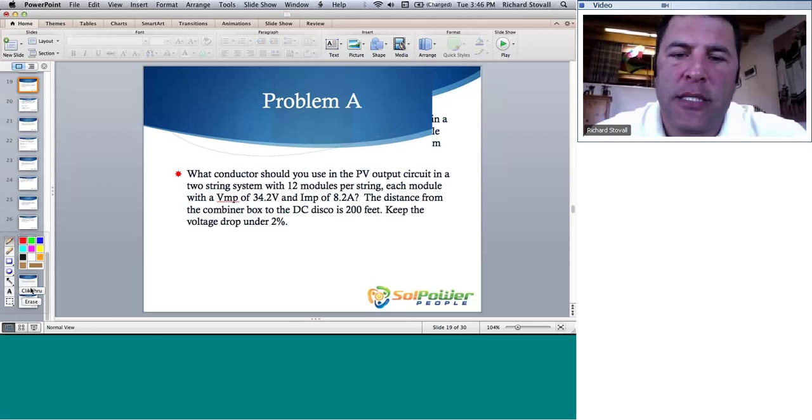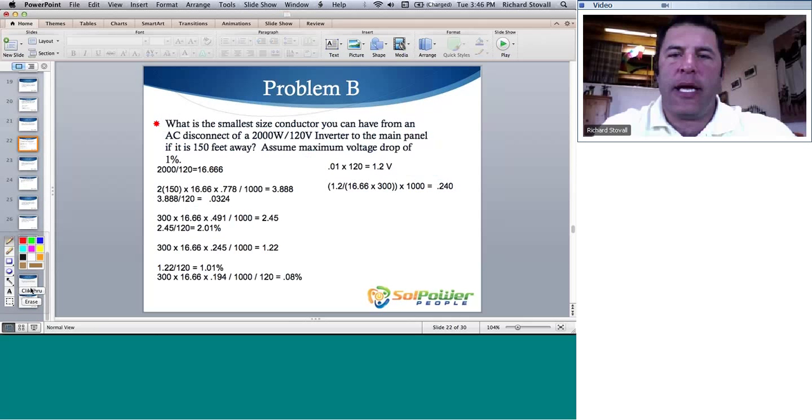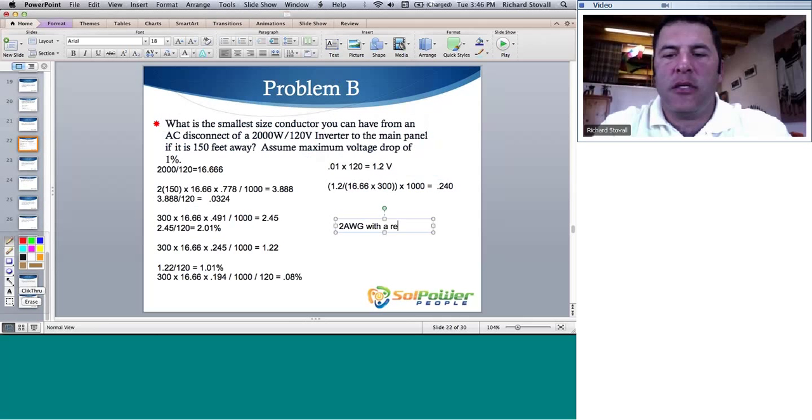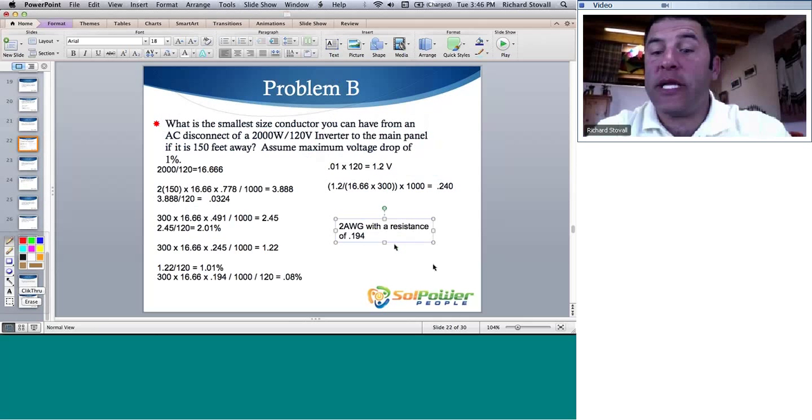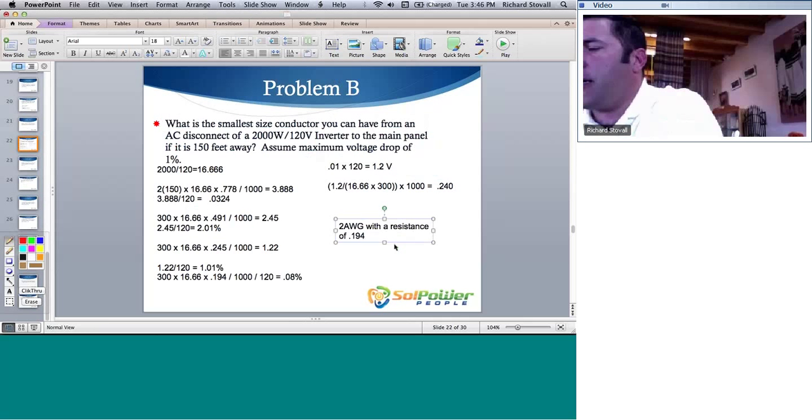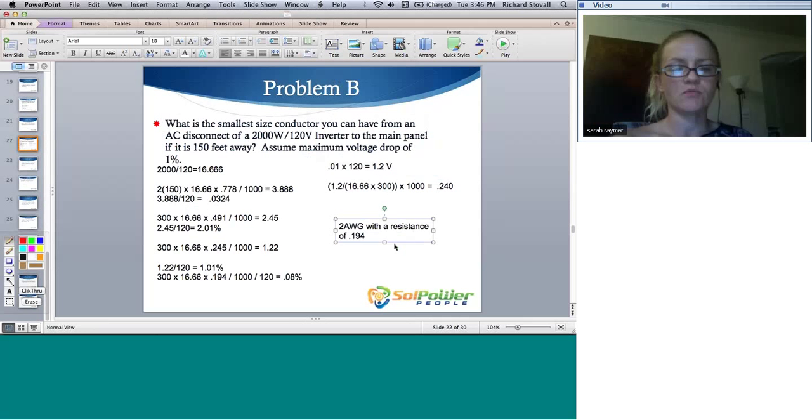All right. So that was problem B, and the answer was, we'll say, 2 AWG with a resistance of 0.194. I believe it was 0.08? Well, 0.08 was the percentage, but the actual resistance from chapter 9, table 8. Oh, right, it was 0.194. That is the resistance of the 2 American Wire Gauge. Right. Okay.